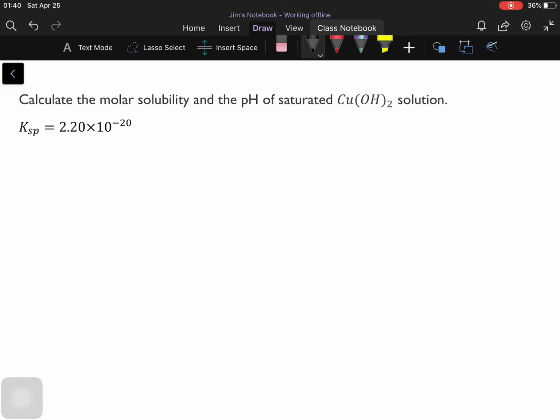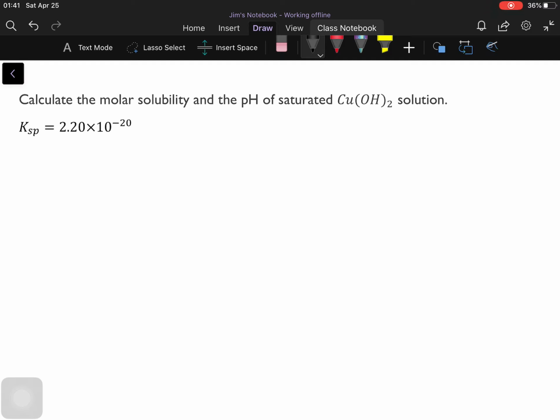Okay, for the last problem, we have to calculate the molar solubility and the pH of a saturated copper hydroxide solution. Ksp is 2.2 times 10 raised to negative 20. Okay, take note, since we're talking about molar solubility, copper hydroxide here is an insoluble substance. So how do insoluble substances dissociate in water?